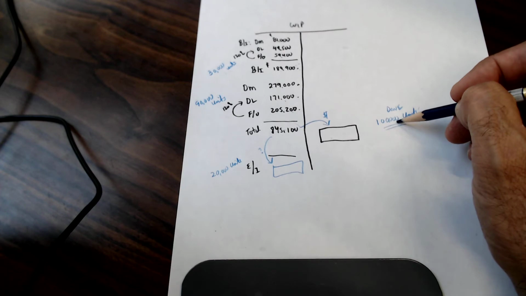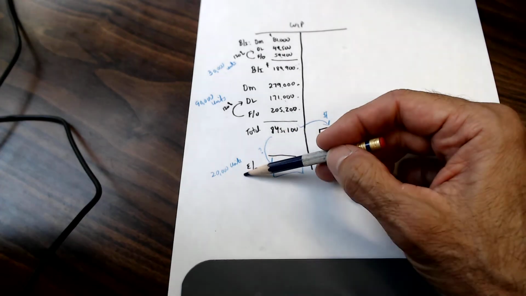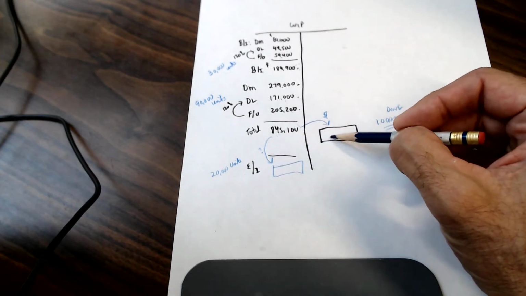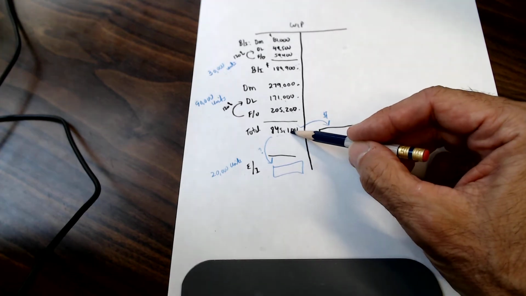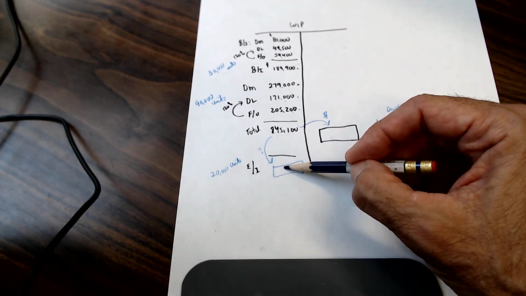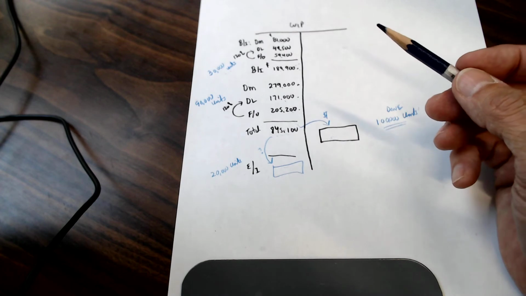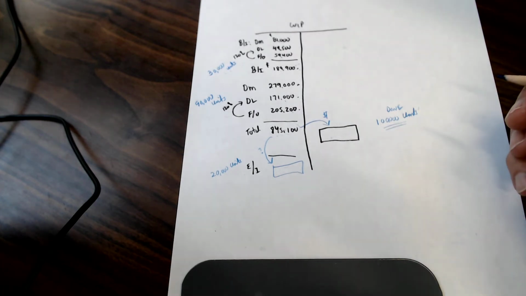I mean, 100,000 gone, 20,000 still here. Should I just assign $800,000 to the units gone and the $45,100 to the units still here? Is that close enough? The answer is no. We can figure it out.